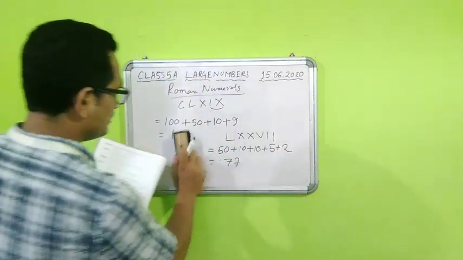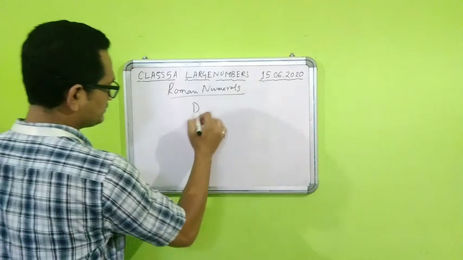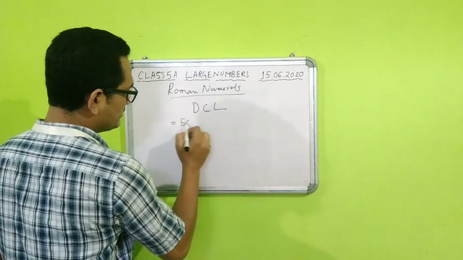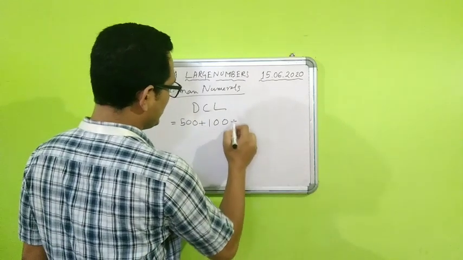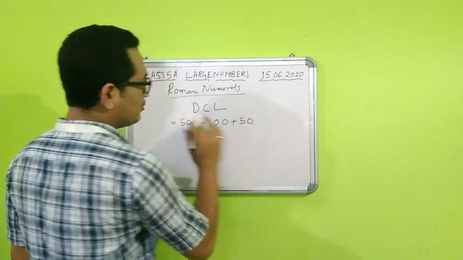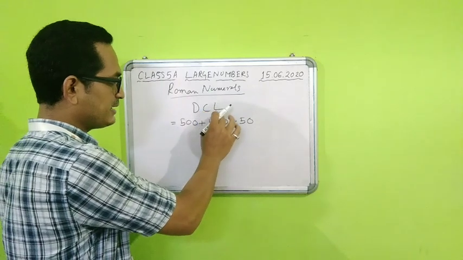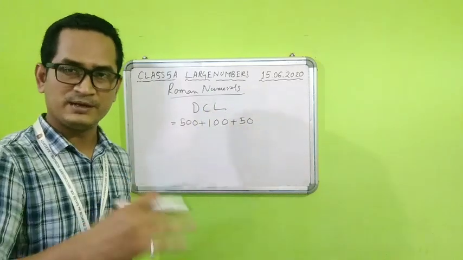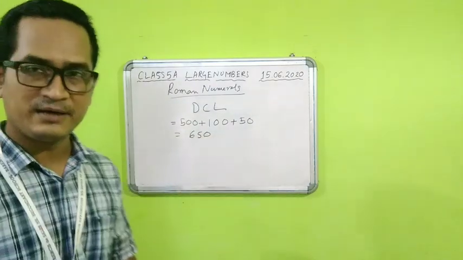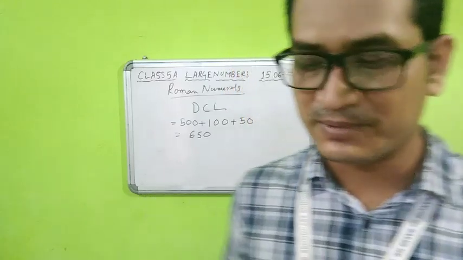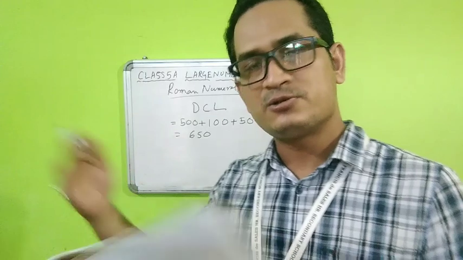Now let us take a greater one. Say DCL. Now DCL: D means 500, C means how much? C means 100, and L is 50. Now why am I adding? Because D is greater, C is smaller, so I have to add. Again C is greater, L is smaller, so I have to add, because the smaller one is on the right hand side always. So now this will be how much? It will be 650. 500 plus 100 is 600, and then 50, so 650. So this is the changing of Roman numeral to Hindu-Arabic numeral.